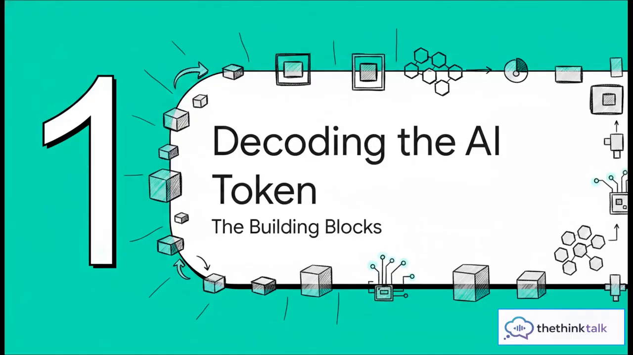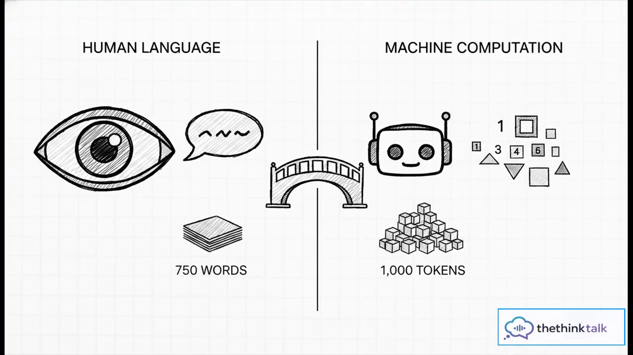Okay, so how do we master this new economy? It all starts with understanding the absolute basic unit, the AI token itself. So let's break it down. So what on earth is a token? The simplest way to think about it is as a tiny piece of information that an AI can actually understand.